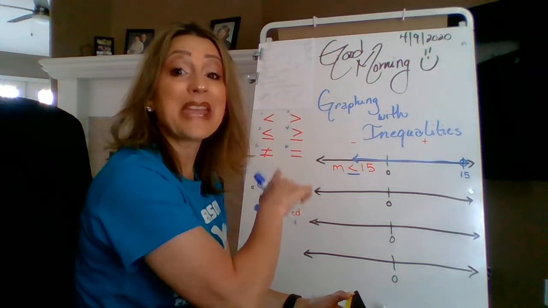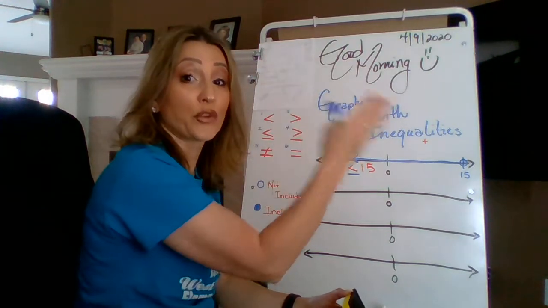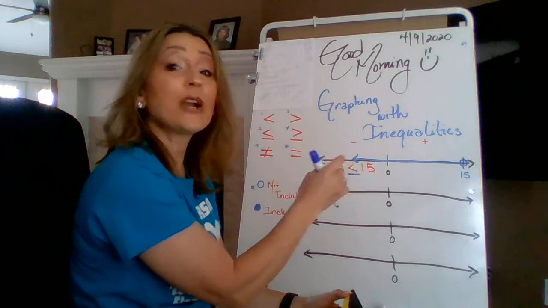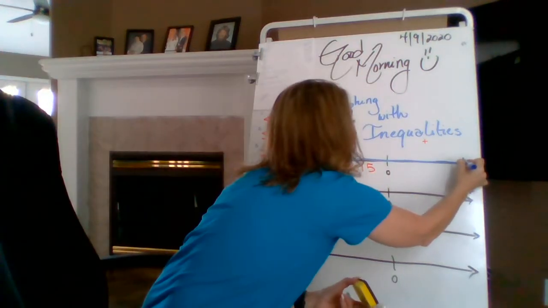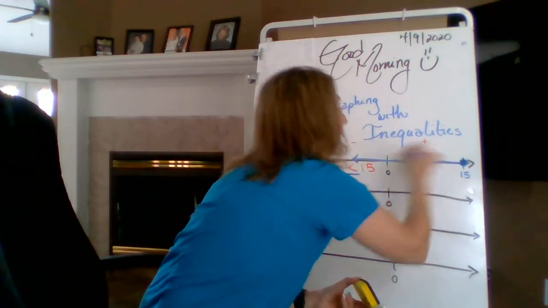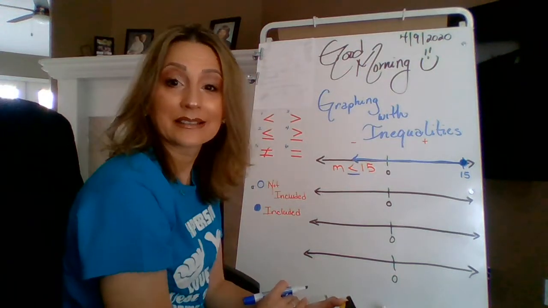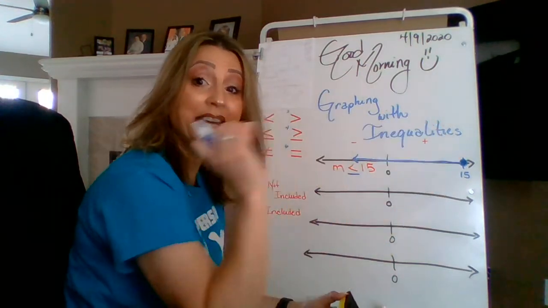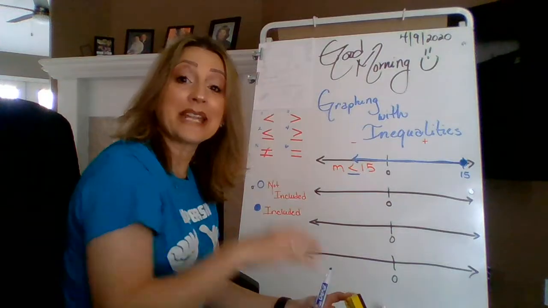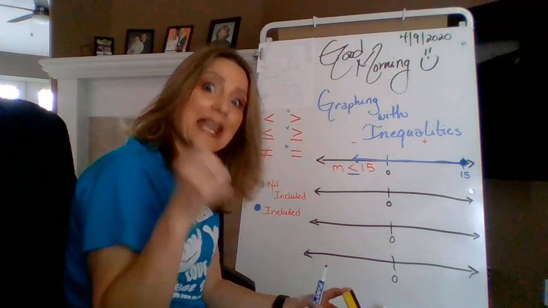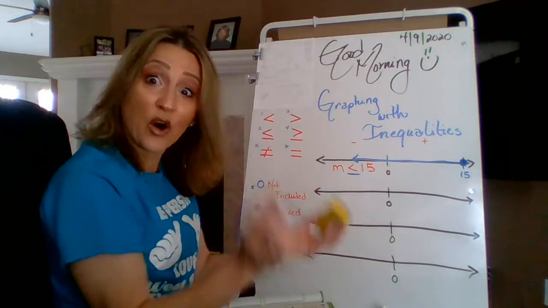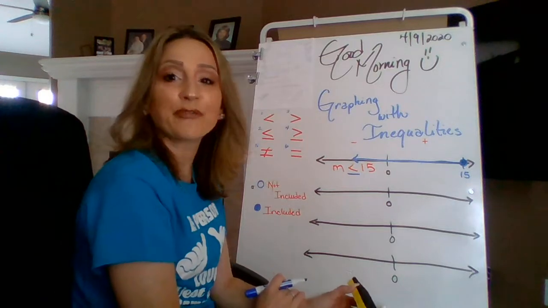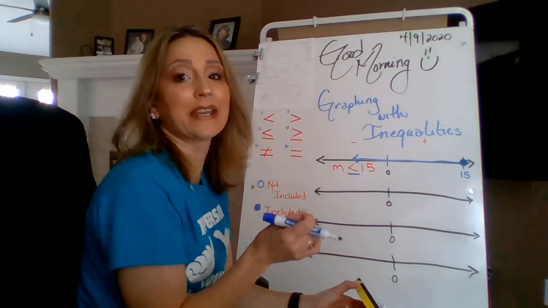it says m is less than or equal to 15. If it's equal to 15, then I'm going to fill in my number plotting. I'm going to put that dot in as a solid because it means it's included, like adding it in. It's full. So those are the differences in graphing inequalities.